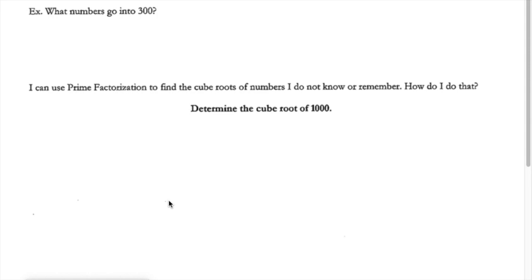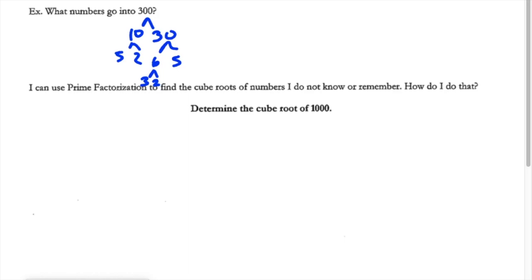So if we go ahead and find that, 300 I know is going to be 10 and 30. 5 and 2 make up 10. 6 and 5 make up 30. And 3 and 2 make up 6. So this is my prime factorization tree.